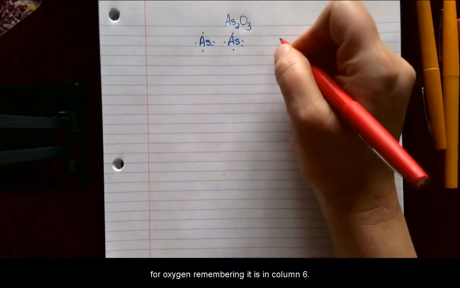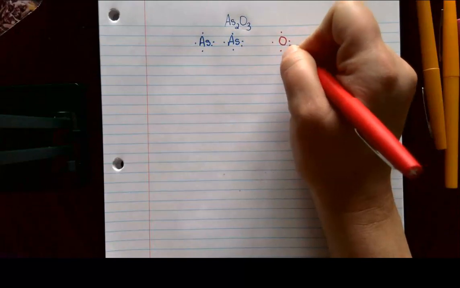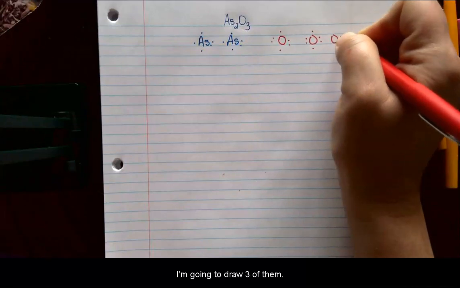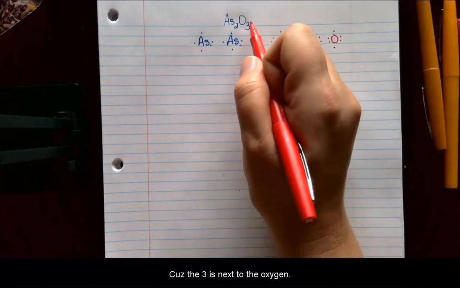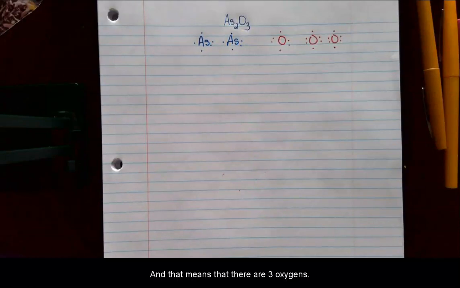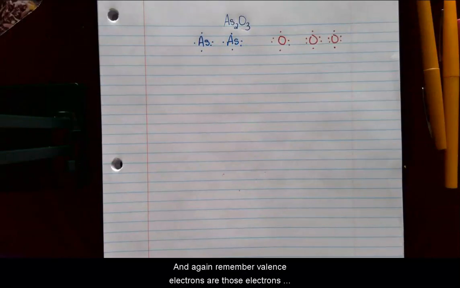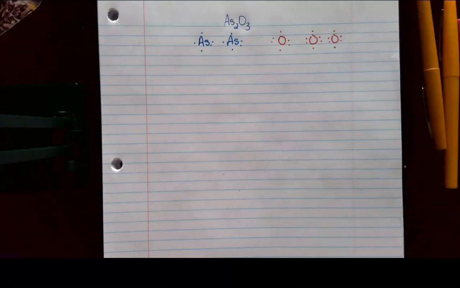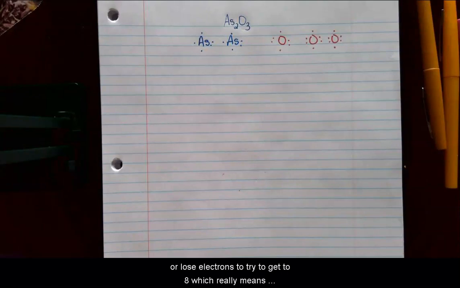Now for oxygen, remembering it is in column 16, so it has 6 valence electrons. I'm going to draw 3 of them because the 3 is next to the oxygen, and that means there are 3 oxygens. And again, remember, valence electrons are those electrons in the outermost orbitals. Let's also remember that the golden rule is the octet rule, which basically says all elements tend to gain, share, or lose electrons to try to get to 8, which really means they're all trying to mimic noble gases. So that is what they're going to do today.